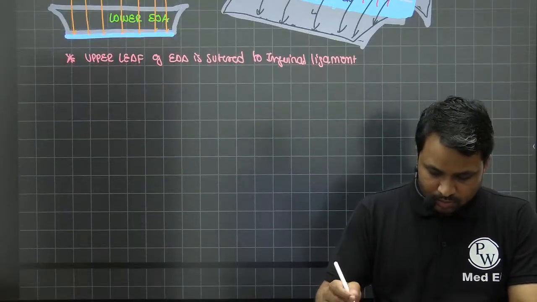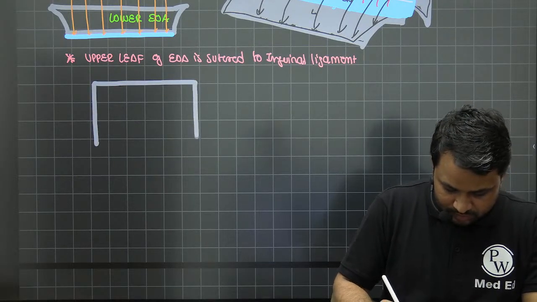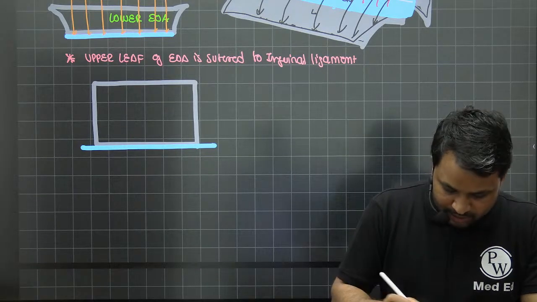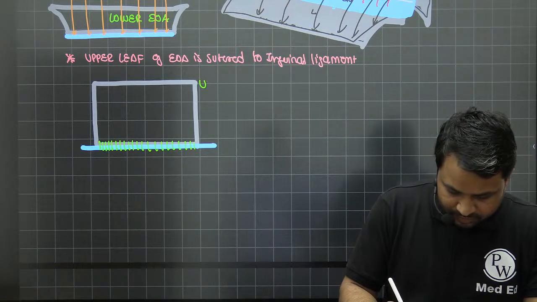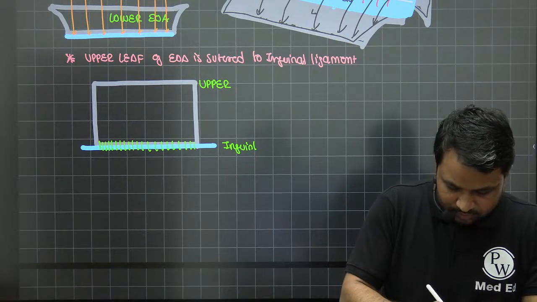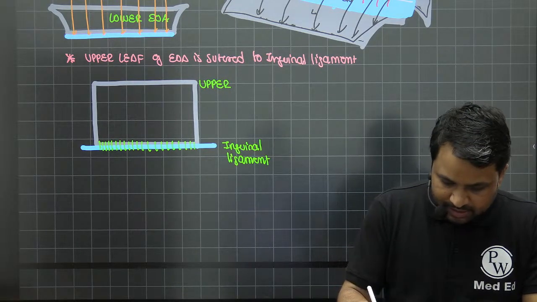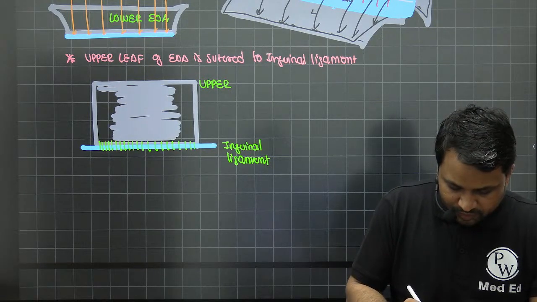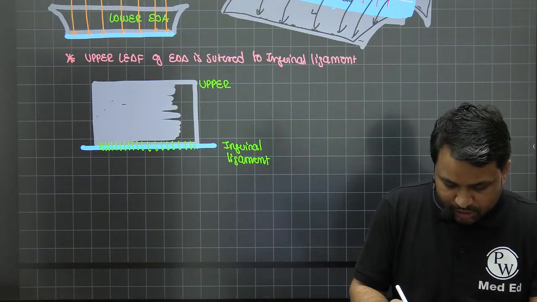Once I do this, what is the end result? This is the upper leaf. I have dragged it down, and this upper leaf is now anchored to the inguinal ligament, and here I have put the suture. This is the first part of the story that we all understand. Nothing spectacular about it. The upper leaf of the external oblique aponeurosis, I've taken it under the lower leaf, and then I have sutured this to the inguinal ligament.